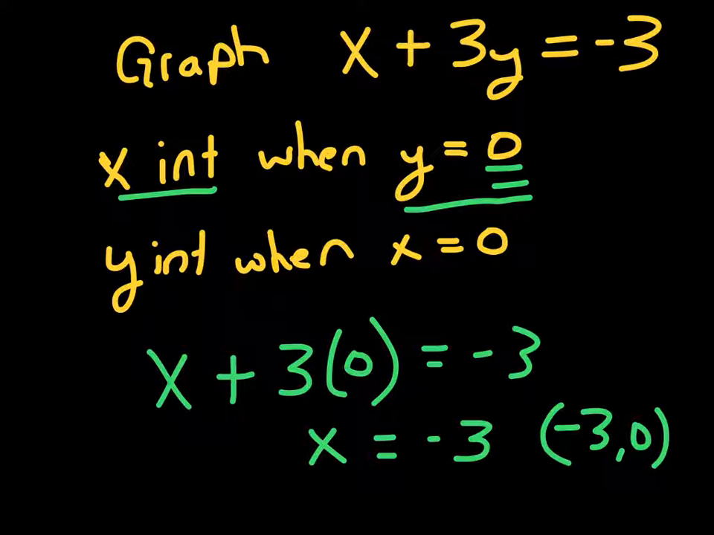Once again, just real fast, when I solve for the x-intercept, I let y equal 0, and I plug that into my equation. So I put 0 in for y, and then I solve for x. 3 times 0 is 0. That leaves me with x equals negative 3, and that's my x-intercept. Now we have to do the same thing for y.